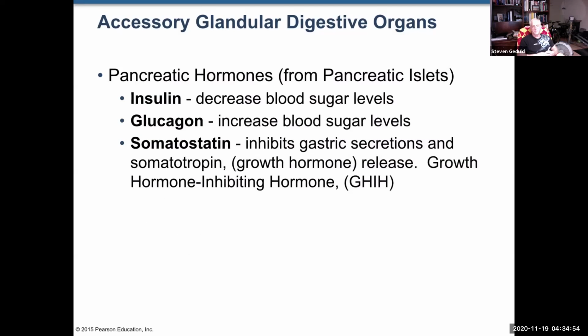The hormones we talked about, insulin, glucagon, somatostatin, okay? Those are not released into the pancreatic duct. Those are released into the bloodstream. Insulin decreases blood sugar. Glucagon increases blood sugar. Somatostatin is your growth hormone inhibitory hormone, so it inhibits gastric secretions and the release of somatotropin. So insulin decreases your blood sugar, glucagon increases blood sugar, and somatostatin inhibits growth hormone.